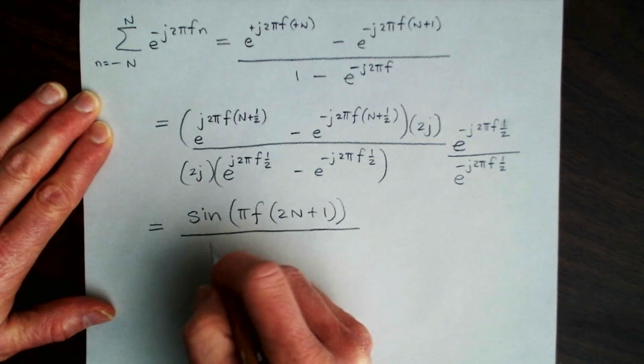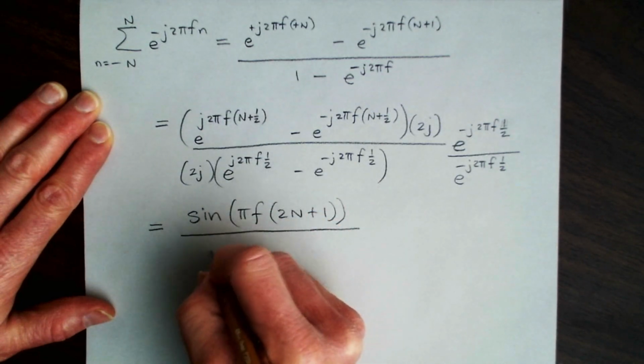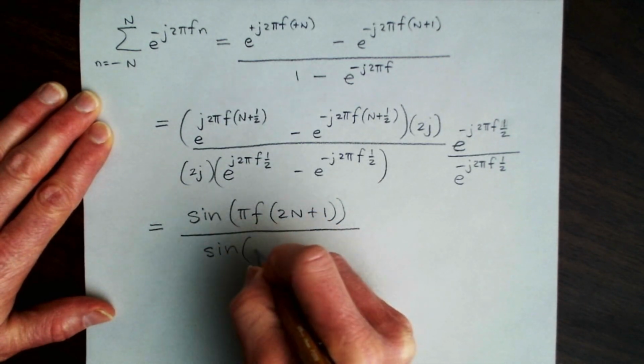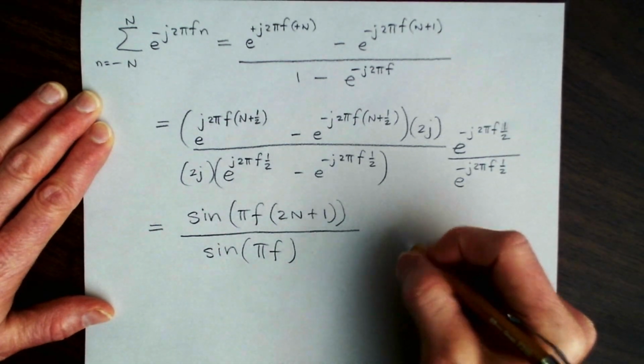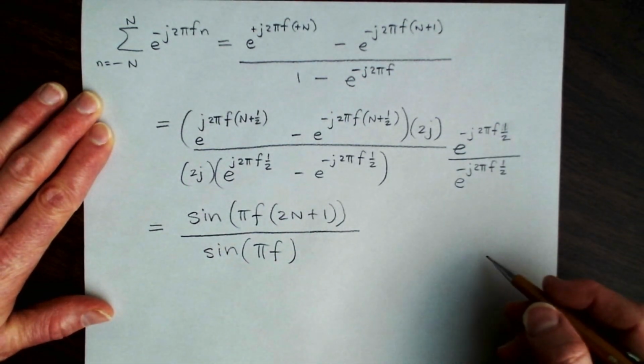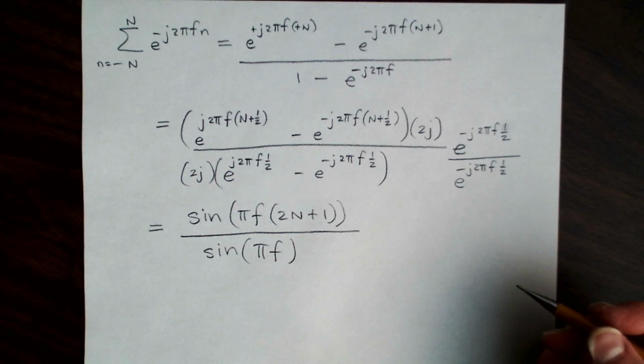And then in the denominator, I'll do the same sort of thing. I'll have sine pi f, and then these other exponentials cancel, so I'm done.